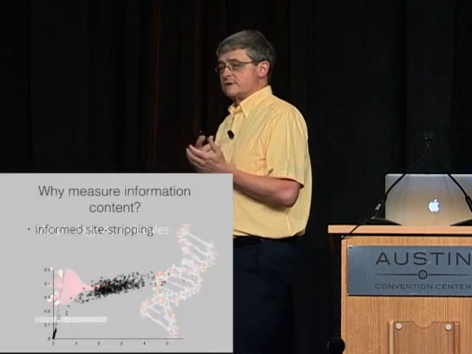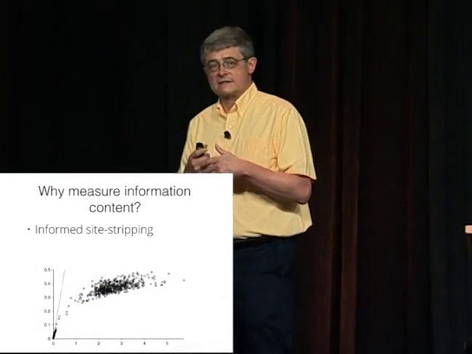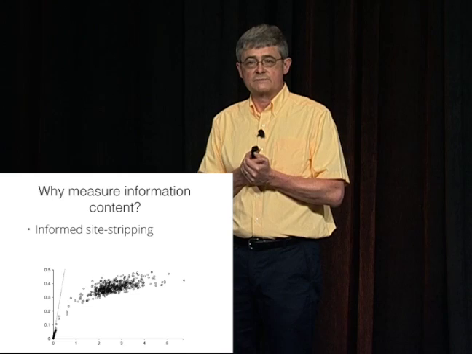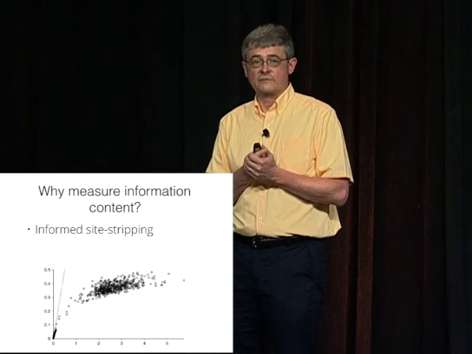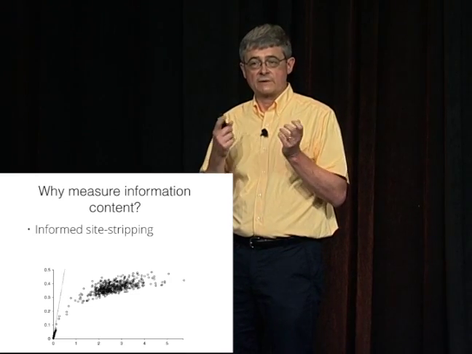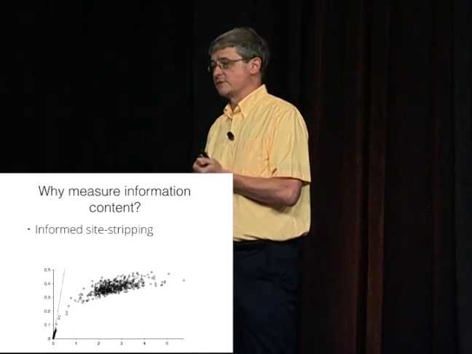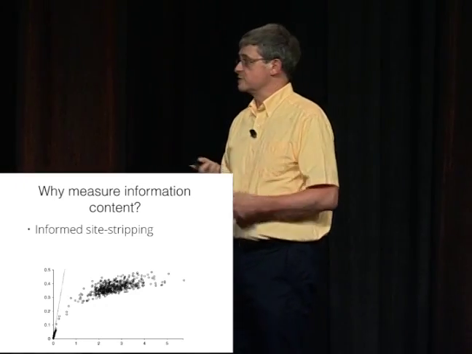We can, as I just mentioned, use information content estimation to inform our site stripping. So we can take out sites that actually don't have a lot of information because they're way too noisy, and we have a better idea of which ones those are if we use information content measurement.